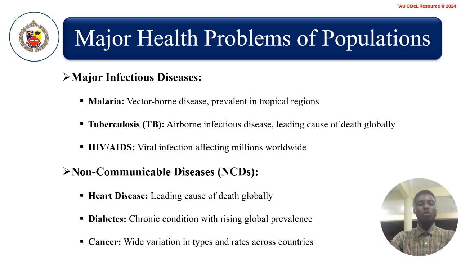I also have the communicable diseases, right? Those diseases that can be infected or transferred from one person to another. For example, we have malaria, which is a vector-borne disease prevalent in tropical regions. We also have tuberculosis, which is even very infectious. We also have HIV/AIDS, which is a viral infection affecting millions of people worldwide.